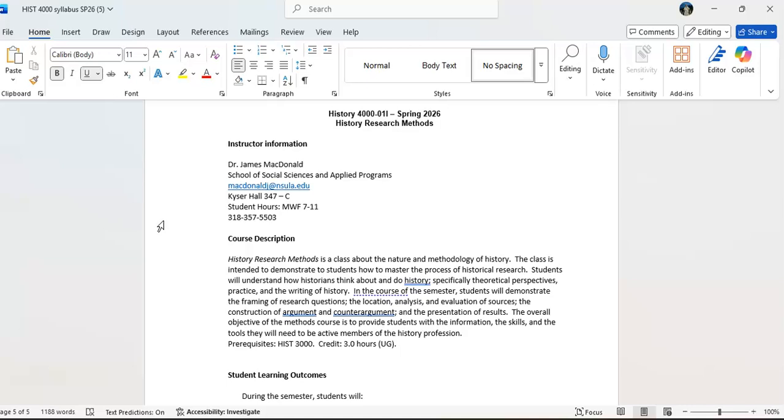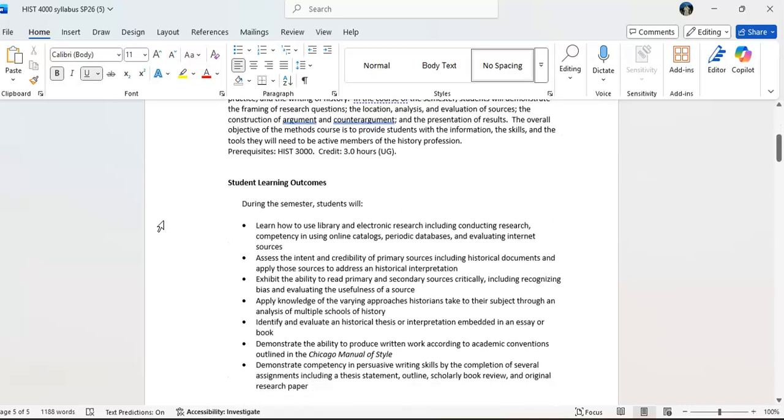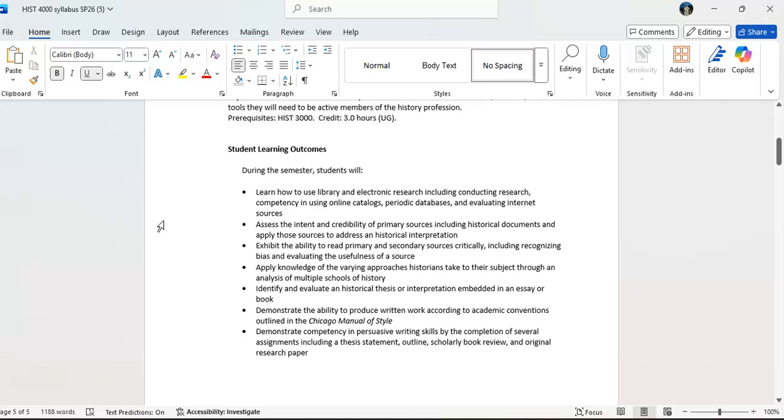There's actually in our textbook a sample research paper complete with documentation. So the student learning outcomes are all here. We're going to be using the Chicago Manual of Style. If you don't have it, it's okay because it's in our textbook.